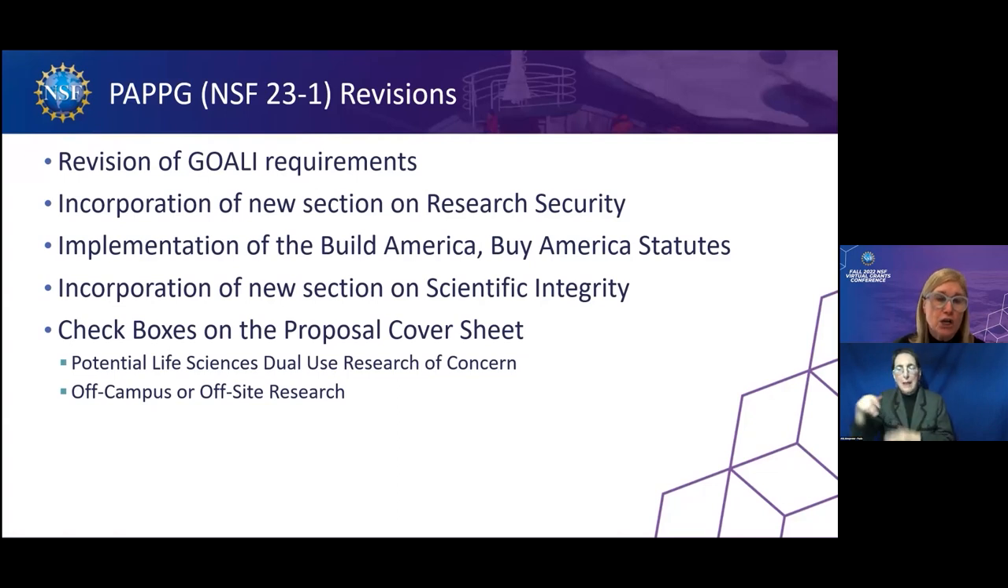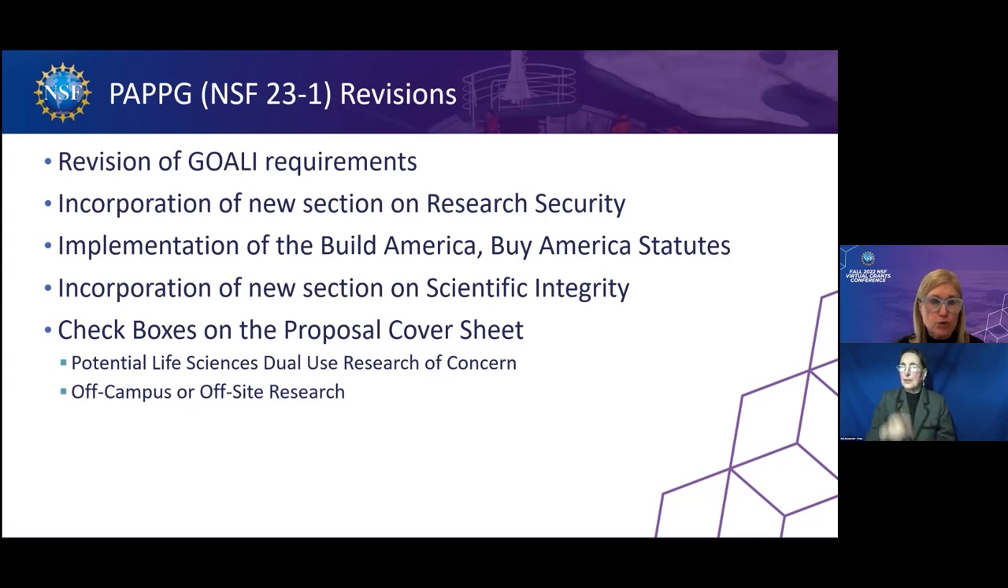Well, we've made a change to our GOLI program. GOLI stands for Grant Opportunities for Academic Liaison with Industry. It is a type of proposal that has been around for many years, but we made a very specific change to the text this year.